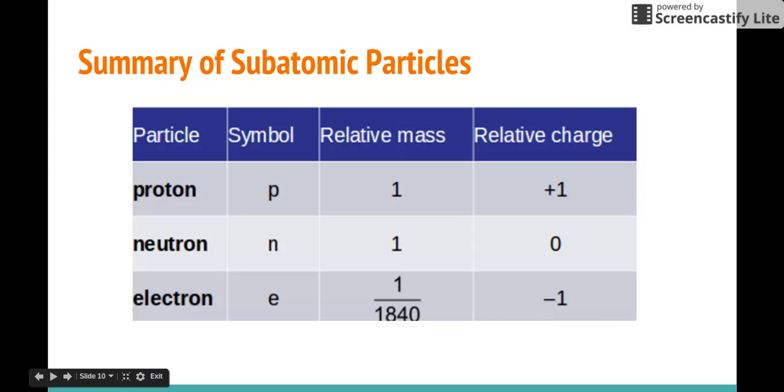So here's a little summary. If you want to take notes, I would recommend pausing. You can go back. If you need any clarification, you can always email and ask. But this is a nice little table that's got everything set up in a very precise way. So if you want to pause it and write this down, please do.